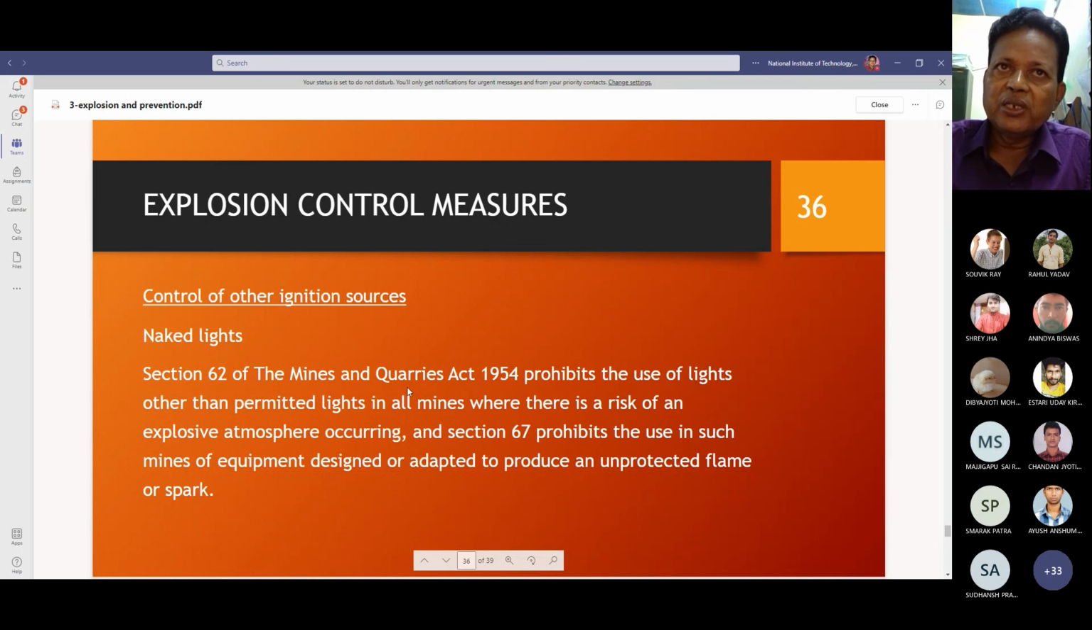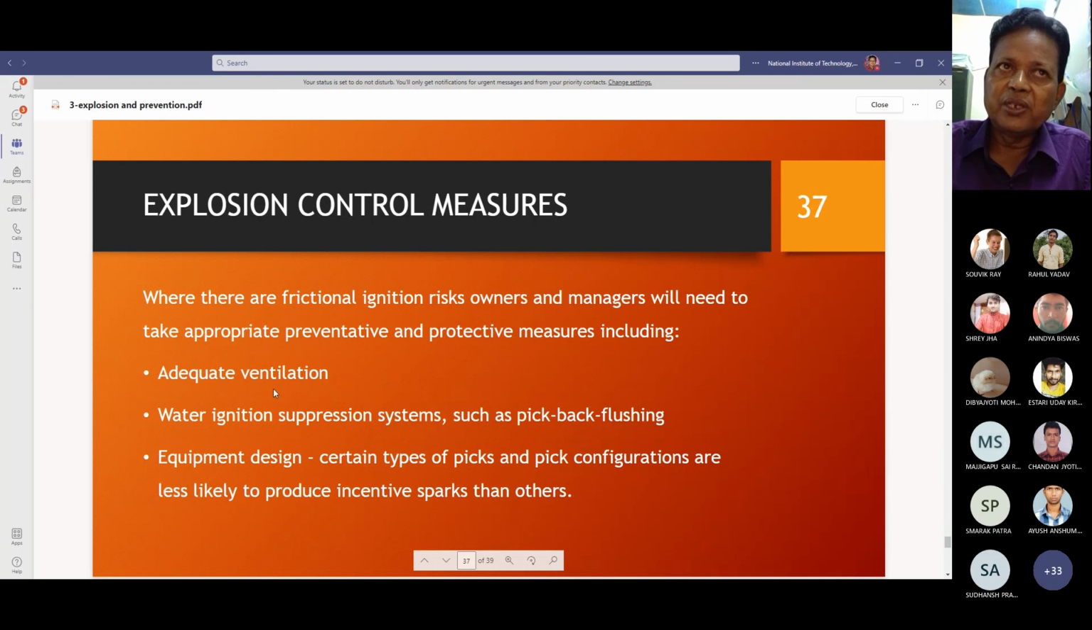Section 62 of the Mines and Quarries Act 1952 prohibits the use of lights other than permitted lights in all mines where there is a risk of an explosive atmosphere occurring, and Section 67 prohibits the use in such mines of equipment designed or adapted to produce an unprotected flame or spark inside the mines.